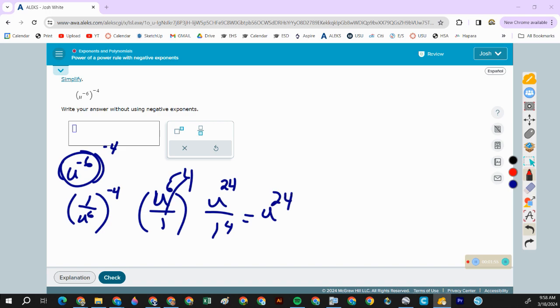That's the long way to do it. The other way would be just multiply the exponents together. So u to the 24th.